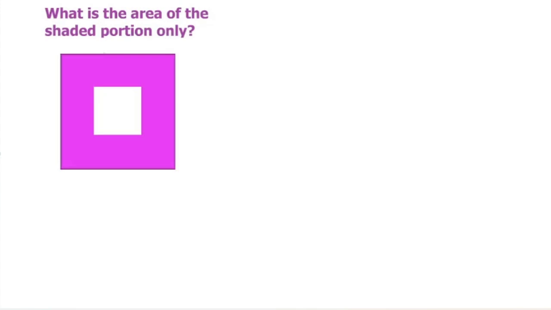In this video, I'm going to teach you a trick on how to find the area between two shapes. So if we have a problem like this that says, what is the area of the shaded portion only? Well, we have just this shaded portion, and here are the measures of each of the squares. So we have a big square here and a smaller square, and we need to find what's the shaded area.